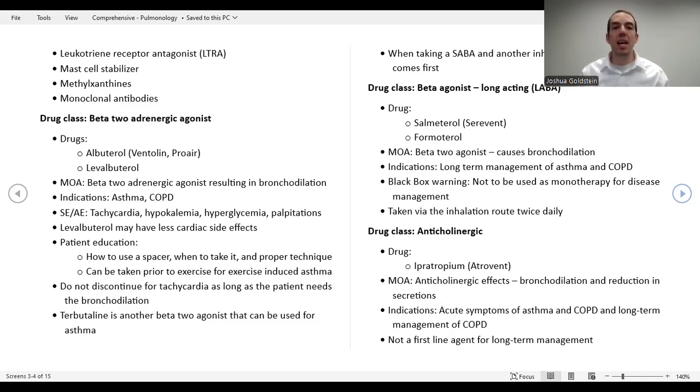What do we use this for? Obviously, asthma and COPD. I want to be very clear. This is used for acute only. This is used for when a patient is having an acute asthma exacerbation right now.